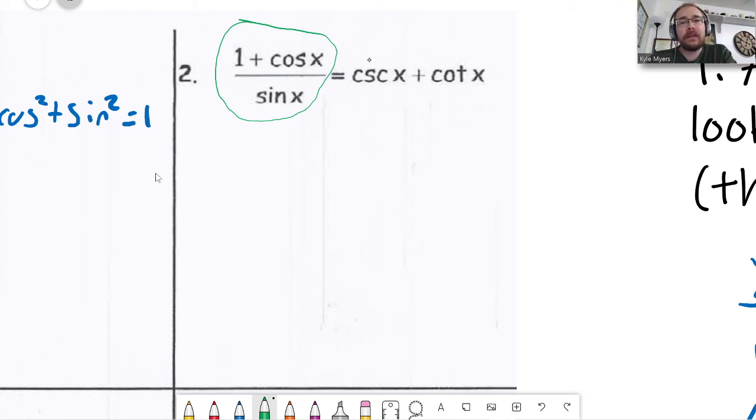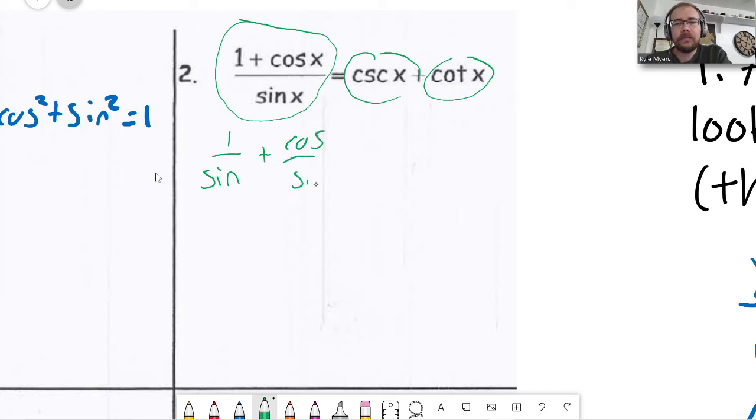Over here, I've got two things. Uno, dos. I've got two things. So I probably need to split up my fraction first. Since I have two numerators and one denominator, I can do that pretty easily. This will just be 1 over sine plus cosine over sine.